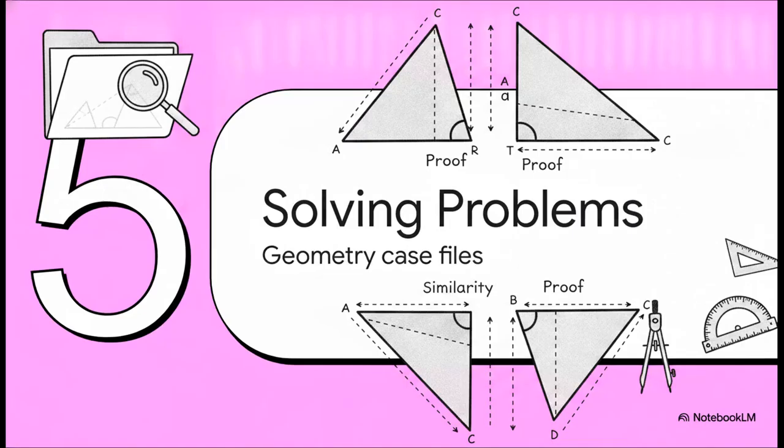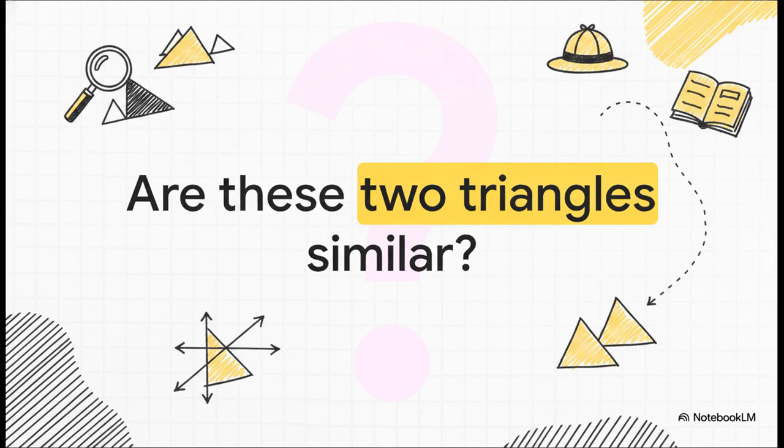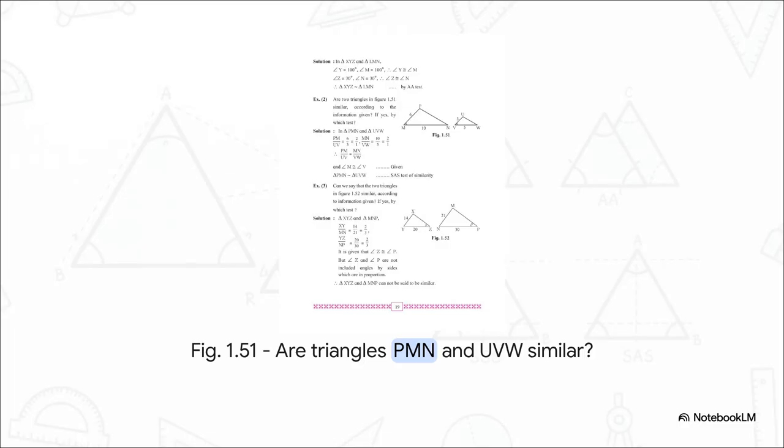Section 5. Solving geometry problems. All right, it is time to put on your detective hats. We have some mathematical evidence to examine. Let's see if we can figure out if the next 2 triangles are similar. Look closely at this image on your screen. We have triangle PMN and triangle UVW.